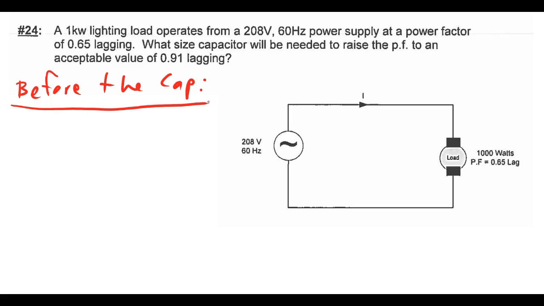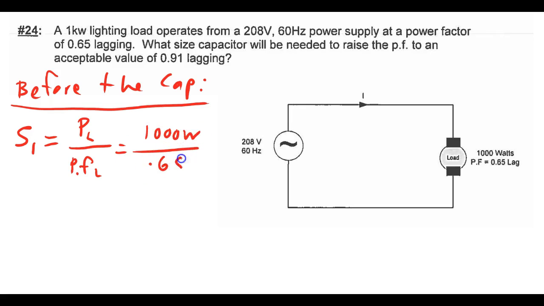And so the basic idea is that S before the capacitor is added, we call S1. It is equal to the power of the lighting load divided by its power factor of 0.65. We have 1000 watts divided by 0.65, and S1 then has a value of 1538.5, and the unit is volt amps.